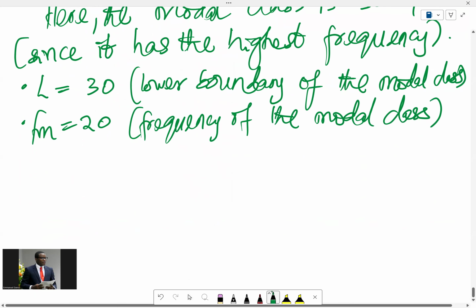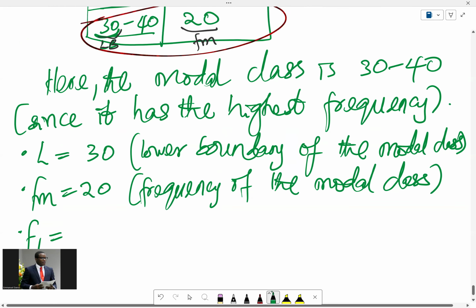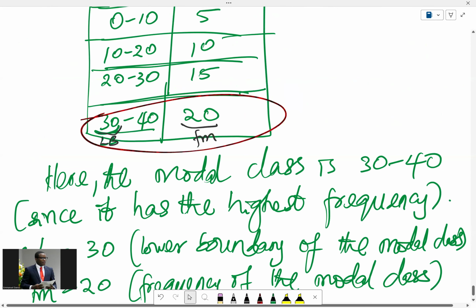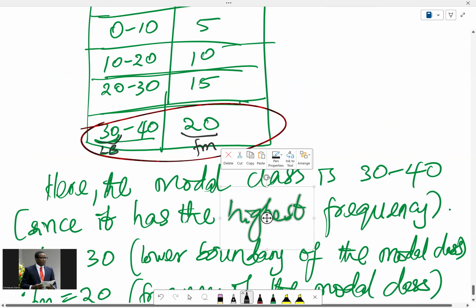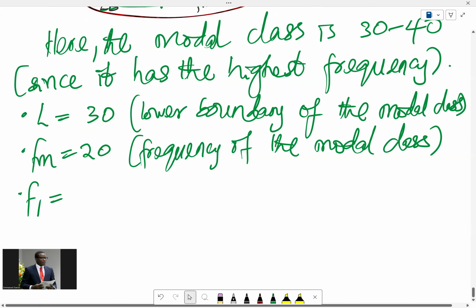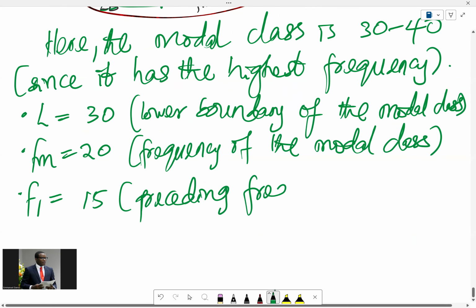Then we need F1. F1 is 15. F1 is the preceding frequency. The preceding frequency before the modal class is 15. So this is F1, and F1 is 15. That's the preceding frequency.